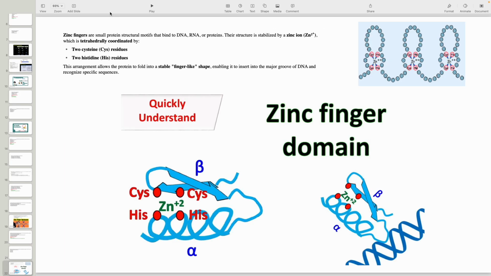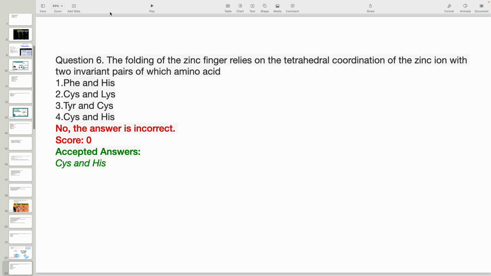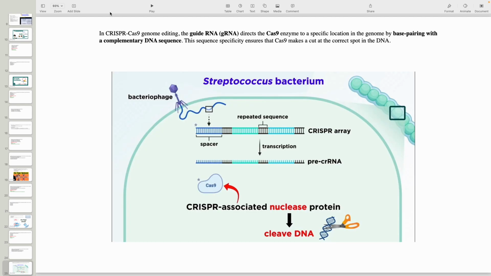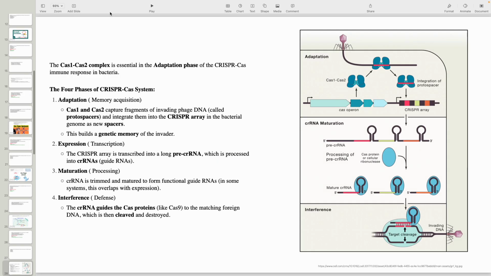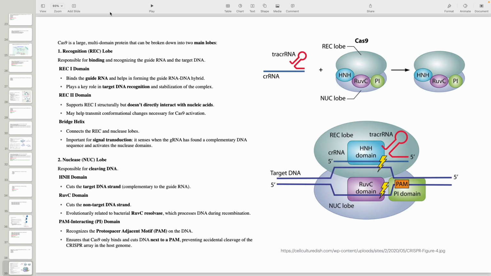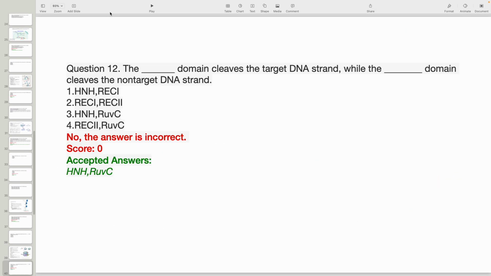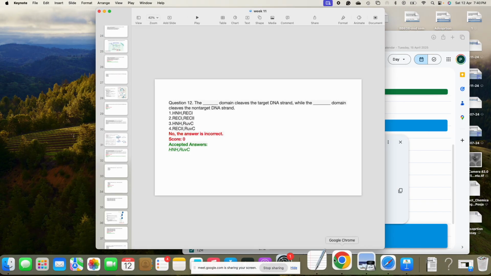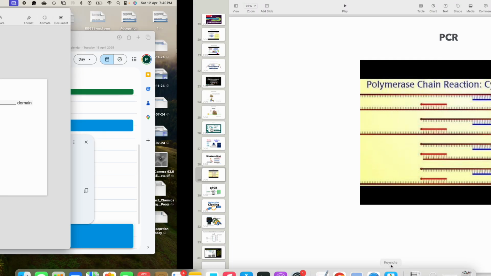Then the video on the zinc finger domain, how the zinc finger nucleases are formed. Then we had the video on CRISPR. So that was it for lecture 11. In lecture 11 we learned the various ways of genome editing, the advanced ways of genome editing. So till now we have covered this much only.